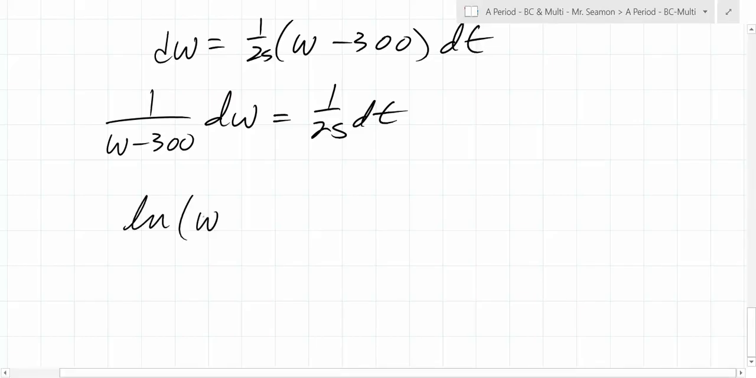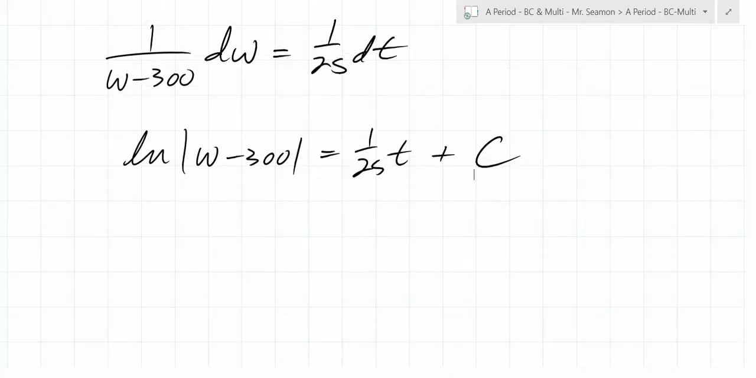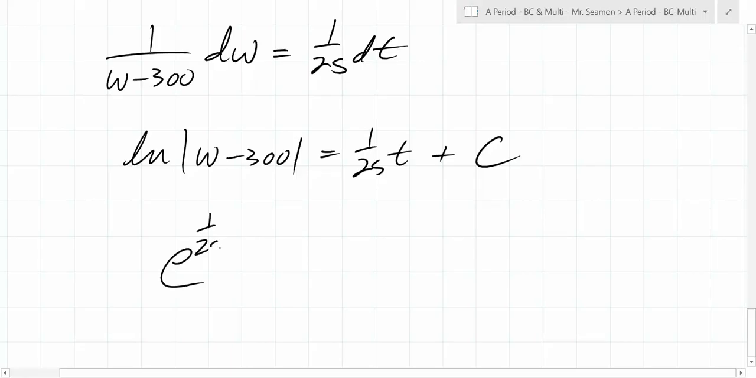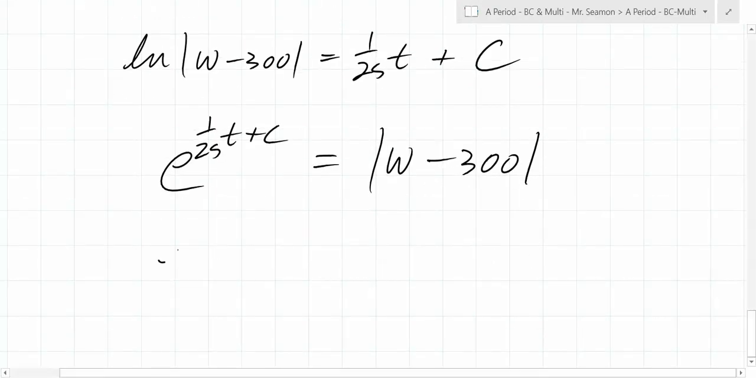You integrate both sides. So what's the left side going to become? ln of the absolute value of W minus 300. Thank you so much. And what does the right-hand side become? 1 over 25 t plus some constant. Nice. But what are we trying to isolate? W. So we know that e to the (1/25 t plus c) is equal to W minus 300, like this. And this is the same thing as, just so you can remember your exponent rules, e to the c times e to the 1/25 t, right?